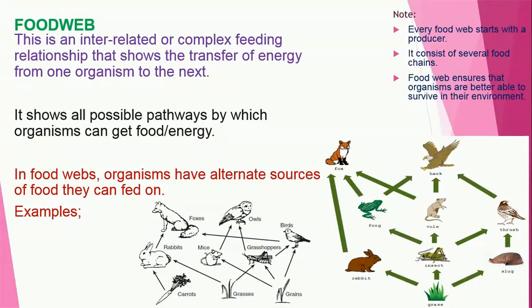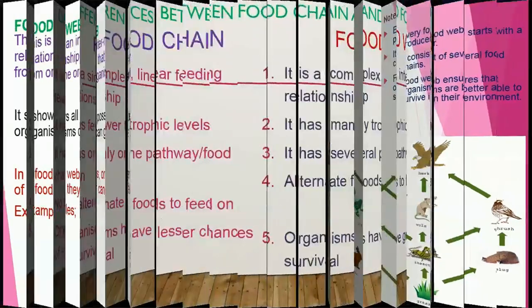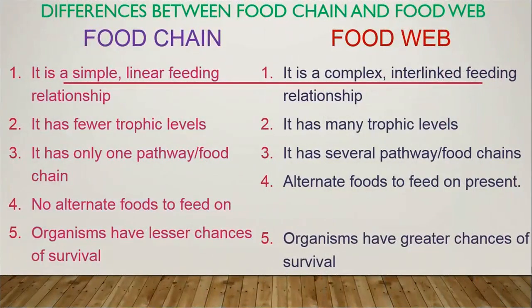Just take your time and study the food web. You can pick out the food chain. Just trace the line, trace the arrows. Okay, now we have differences between food chain and food web. Food chain on one side, food web on the other side.